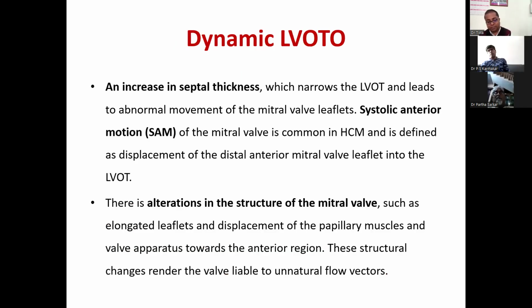Now, why am I continuously talking about this dynamic LVOT obstruction? Why is this occurring? The increase in septal thickness is narrowing the LVOT, and so the blood jet, instead of going along the mitral valve, is going across the mitral valve. And so there is abnormal movement of the mitral valve leaflets. This is called systolic anterior motion of the mitral valve, because of the displacement of the anterior mitral valve leaflet into the LVOT.